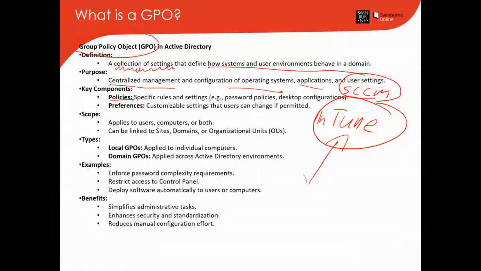So key components, we can configure policies, and here's a bit of a tricky one. Policies are specific rules and settings like password policies and desktop configurations, where the users cannot change the setting. Preferences, we set up in a desktop environment for the user, but the user can change it to their liking if they want to. So it's a bit of a difference there. And scope. We're going to apply to a user or a computer or both. Are we going to link it to a site, like a branch site, or a domain, or an organization?